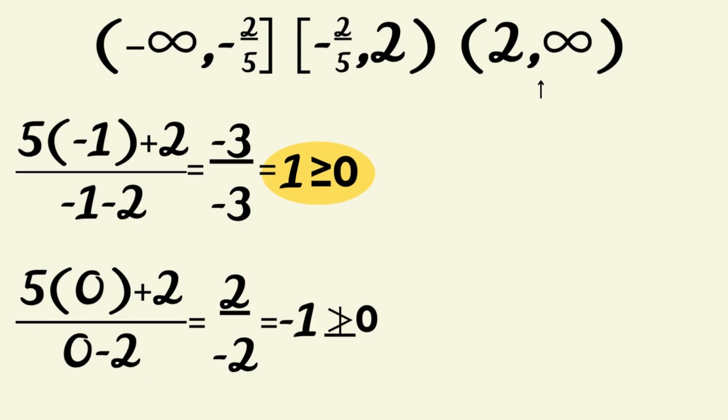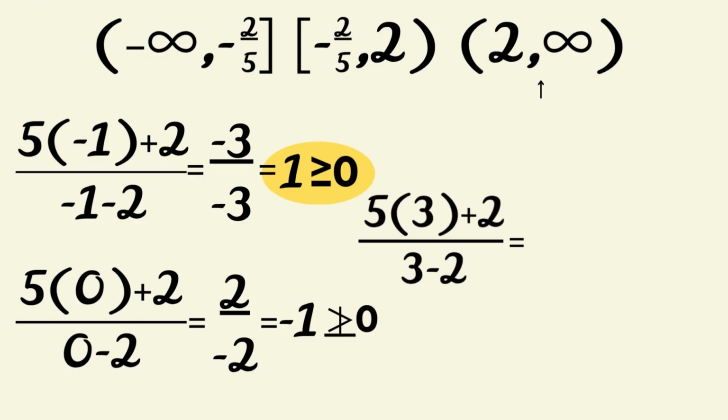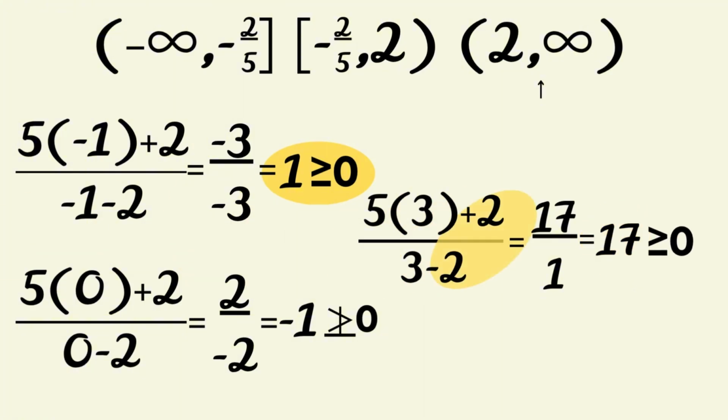For 2 and infinity, we will use 3. 5 times 3 plus 2 over 3 minus 2 is going to be 17 over 1. 17 over 1 is 17. 17 is greater than 0, so this is part of the solution.